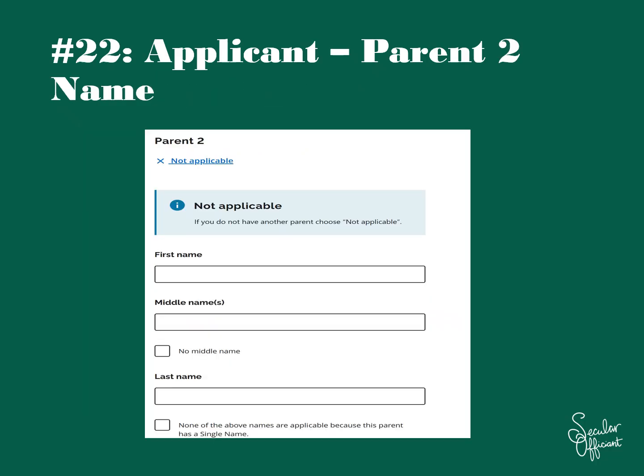Step 22 is inputting your second parent's information. You can select Not Applicable if you have a single parent. If you have a second parent, provide the first name and middle name. If they don't have a middle name, select the square box indicating no middle name. Then include their last name. If your parent has a single name, then leave the previous boxes blank and select the square box for single name and type in their single name.